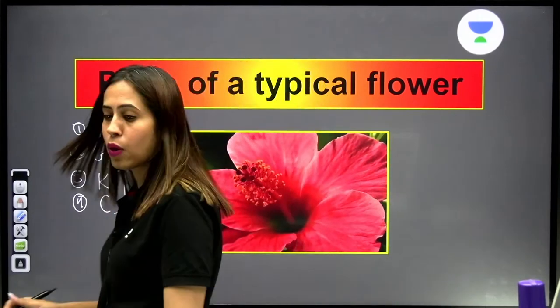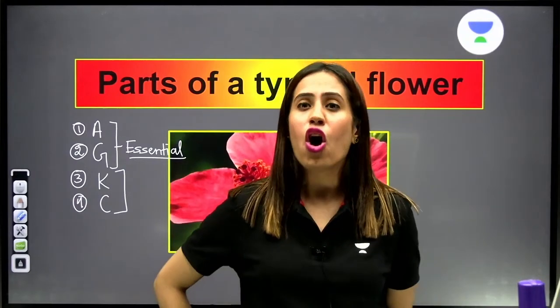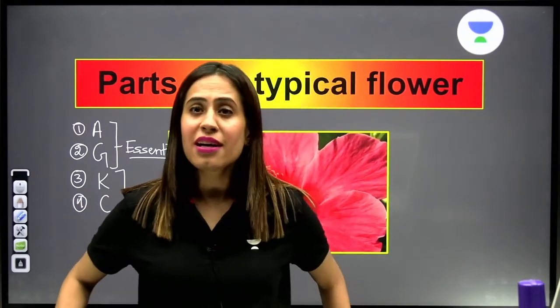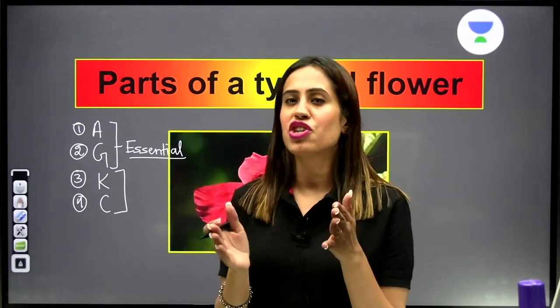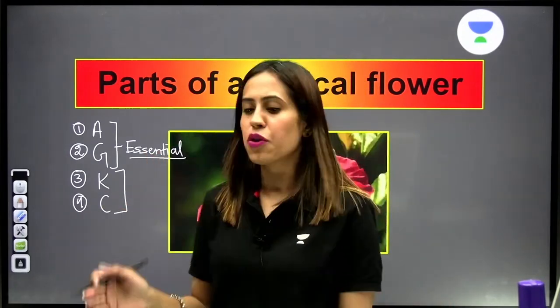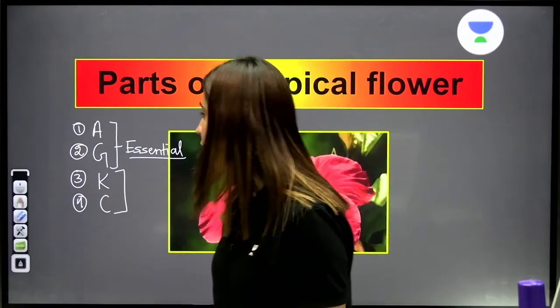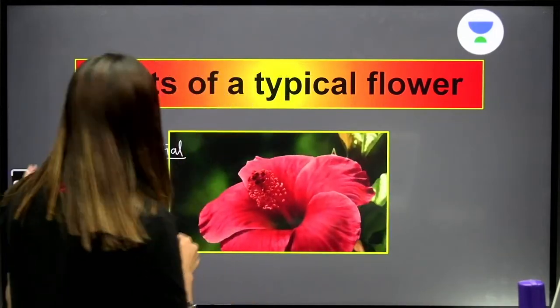So calyx and corolla, they are the non-essential or accessory whorls. And androecium, gynoecium, they are the essential whorls, right? All right? Okay.